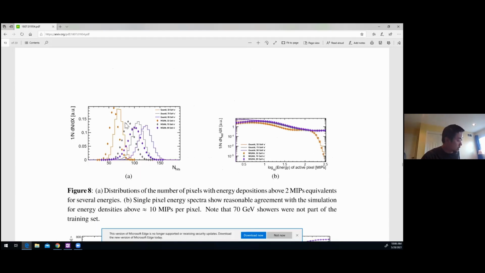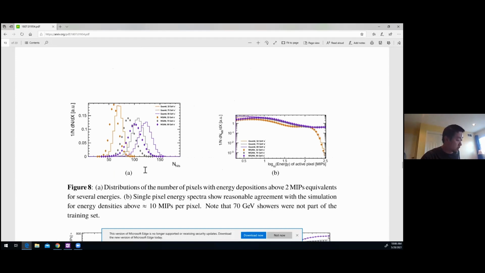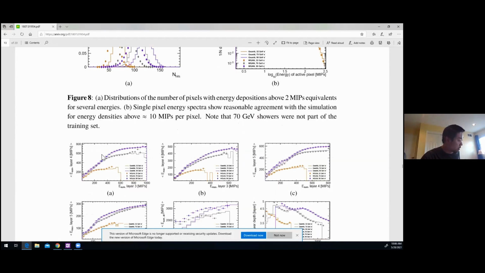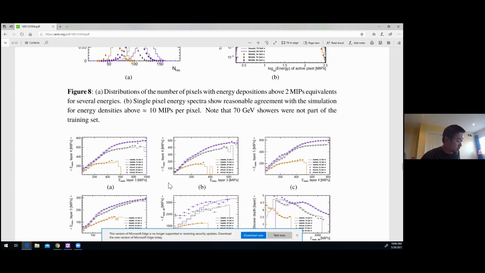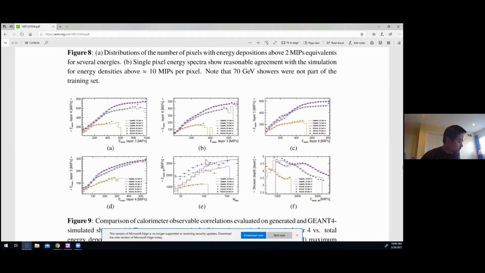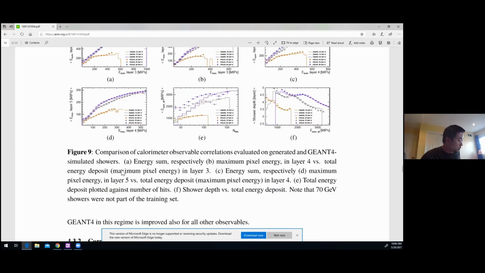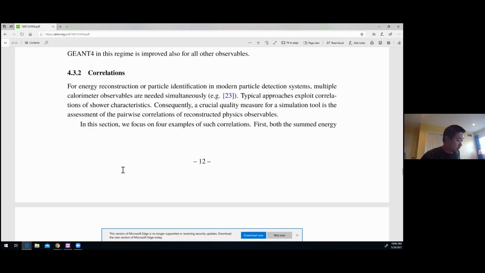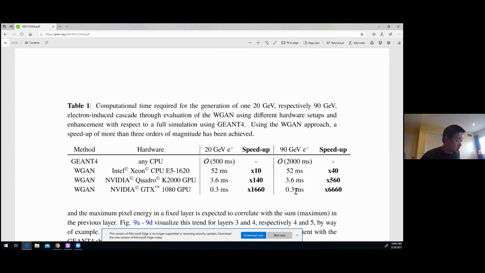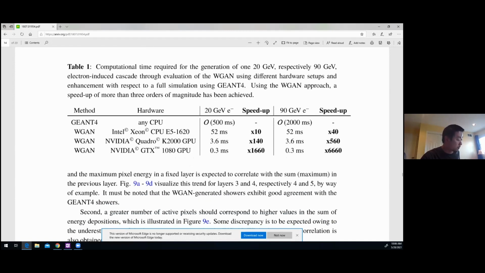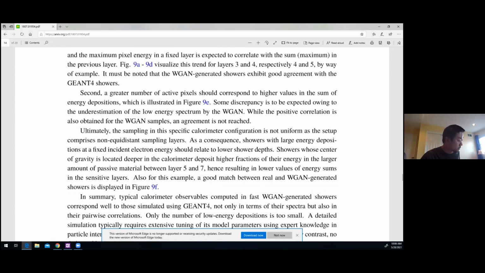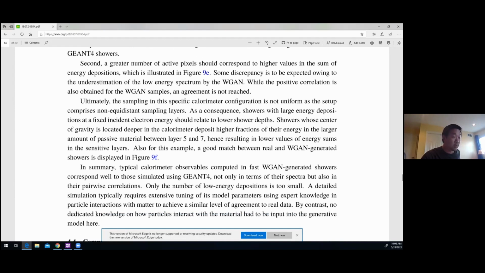Again, the GAN has trouble. This is another version of the sparsity plot. The GAN has trouble reproducing the sparsity, even here. But look at the very impressive agreement in all these plots. Things like energies match very well. So this was considered, I think, a big improvement, and they still maintained a speedup of a factor of 10 to the 4. Okay, so that's the WGAN.